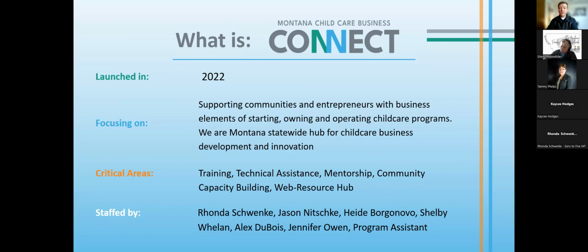As a reminder for some of you maybe not familiar with us, Montana Child Care Business Connect is a program of 0 to 5 Montana. We launched in 2022. We do 5 basic things within our organization. Advocacy for the industry is on the other side of our firewall. We provide trainings like this. We provide one-on-one technical assistance to help you get these concepts mastered. Our mentorship program will be launched in April. Our community capacity building program will be launched in March, as will our web resource hub.